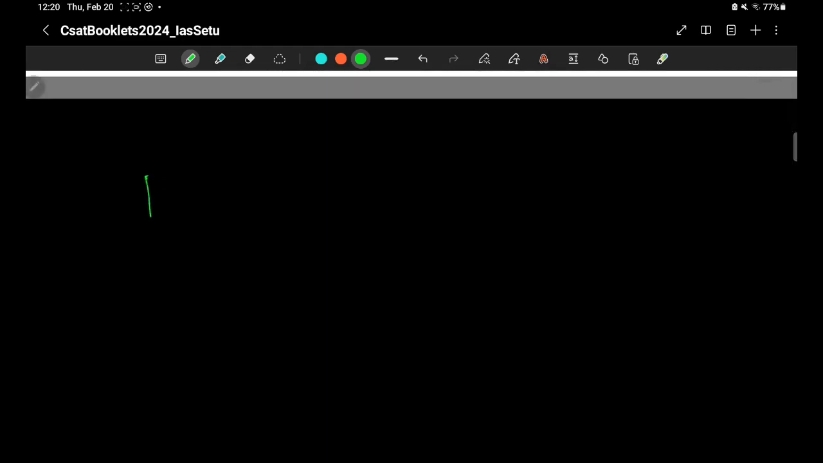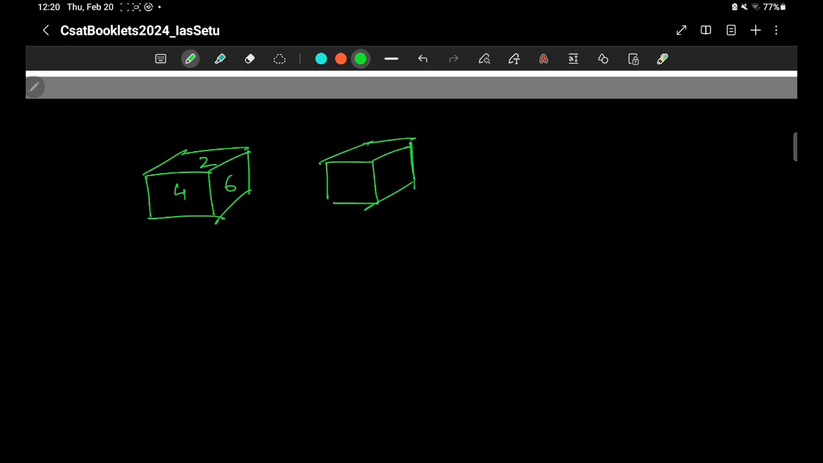So let's take a dice like this. Let's take 4, 2 and 6 as the numbers written on the dice. There's one more dice, not one more dice, the same dice, but the orientation is changed. Now you can see 4, 5 and 1, let's say. You need to find the opposite sides' numbers.